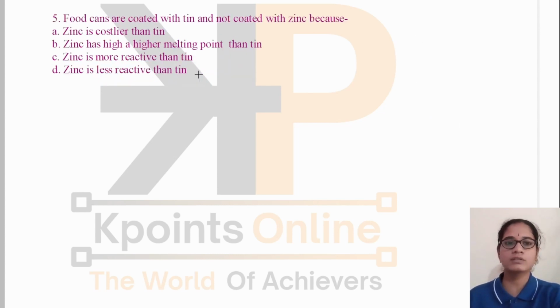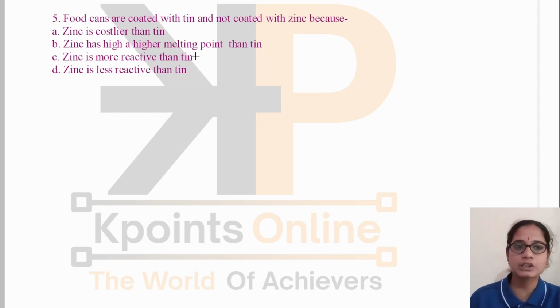Okay. Moving on. The next question is, food cans are coated with tin and not coated with zinc because zinc is costlier than tin, zinc has higher melting point than tin, zinc is more reactive than tin, or zinc is less reactive than tin. We know that zinc is a reactive metal. So, if food cans are coated with zinc, it may react with the substances that are packed in the can, because of which the zinc is not coated on the food cans. Yes, the correct option is zinc is more reactive than tin.